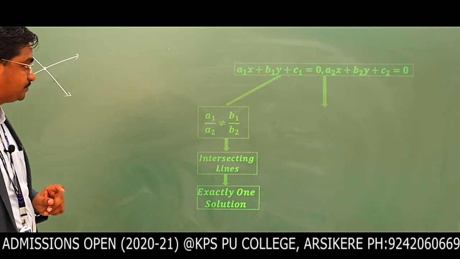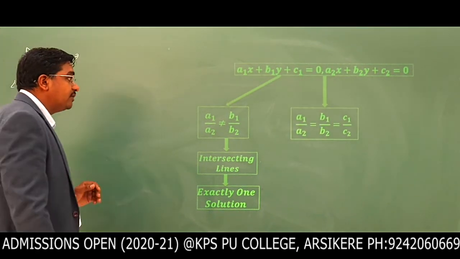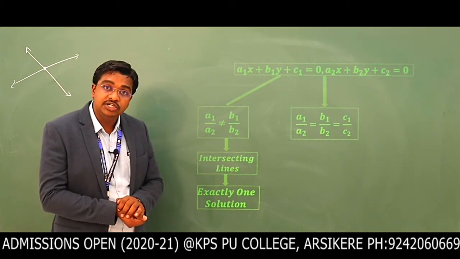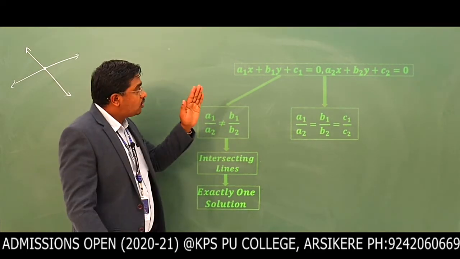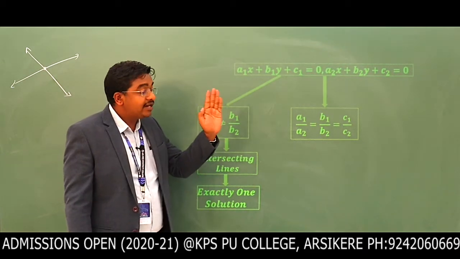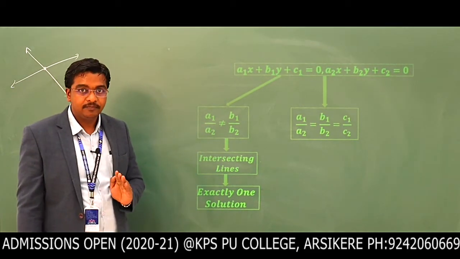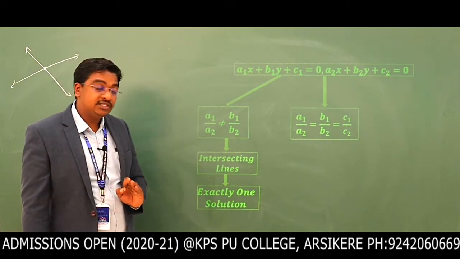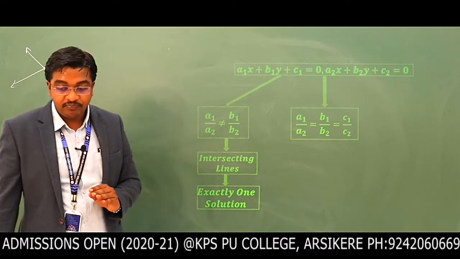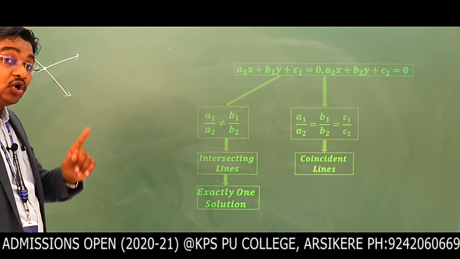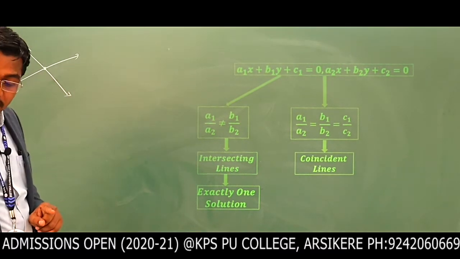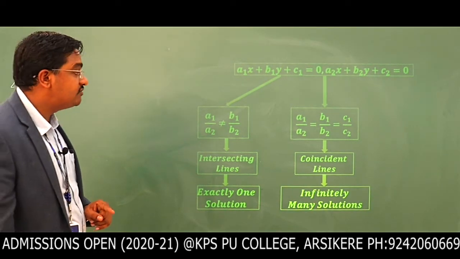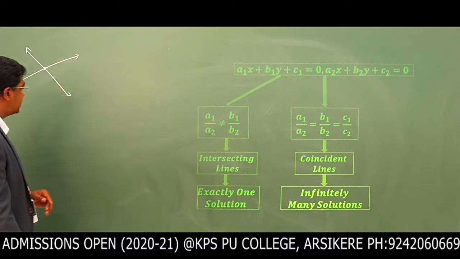And the second one. Just observe here, a1 by a2 is equal to b1 by b2 is equal to c1 by c2. It means here the coefficients of x, y and the constant term are proportional. So when we get this form, the lines are coincident and we get infinitely many solutions. These things are already discussed here.